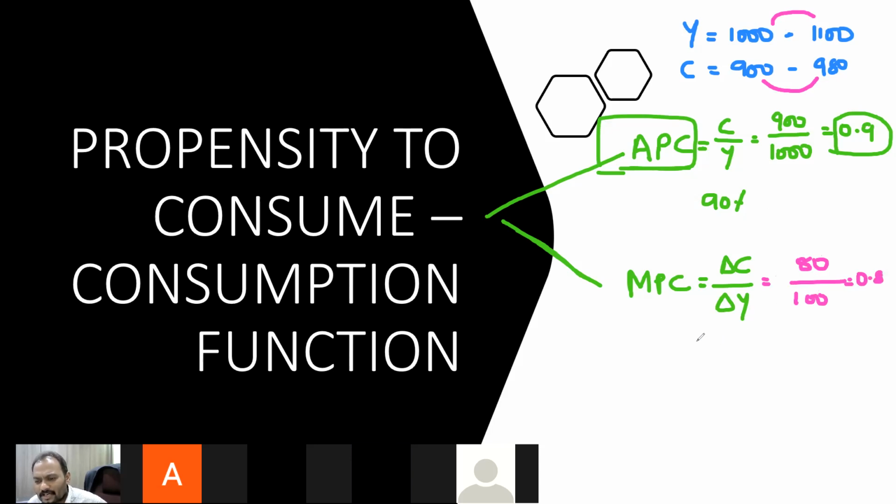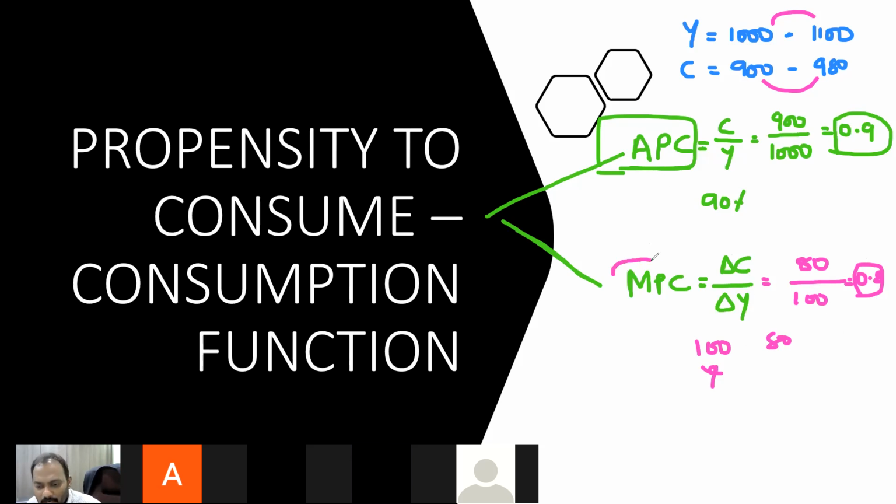How much was your additional income? 100. From your additional income, how much have you used for consumption? 80. So that means 0.8 indicates that from your additional income, 80% is used for consumption. In other words, it's 0.8. It implies that 80% of your additional income is used for consumption.